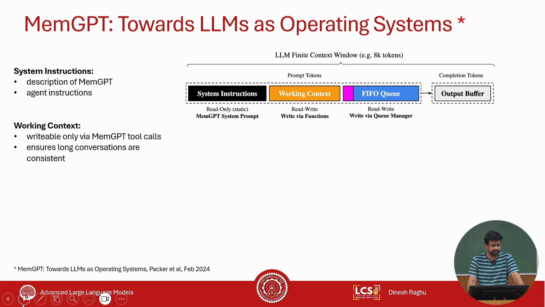The second thing is called a working context. This working context allows both read and write, but it is writable only by the MemGPT tools and not by the user or tool executions and things like that. This is only a scratch pad for the MemGPT operating system. And why do we need working context? Working context will ensure that long conversations are consistent.